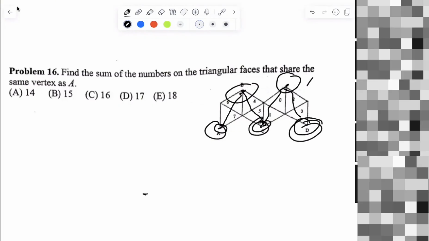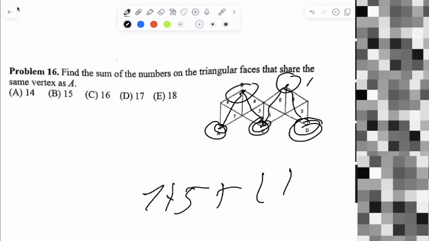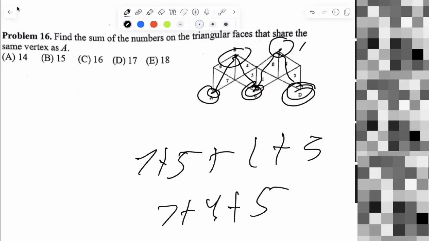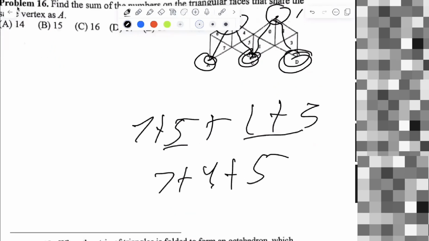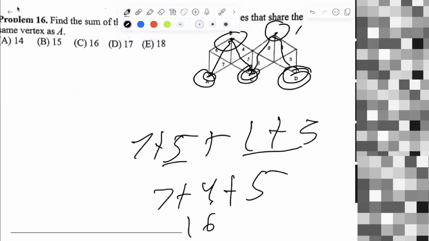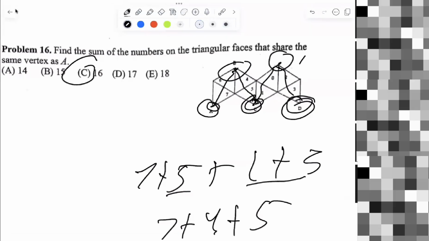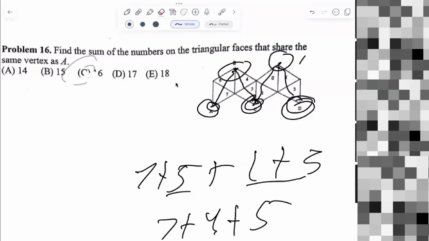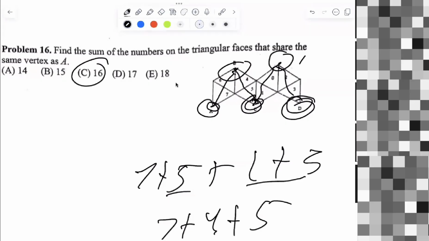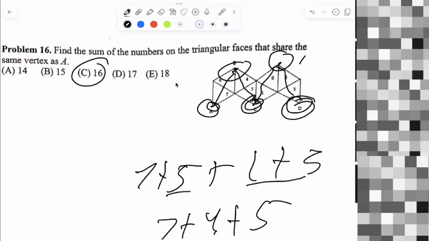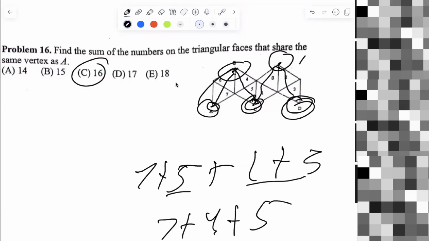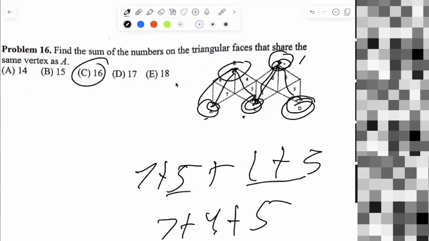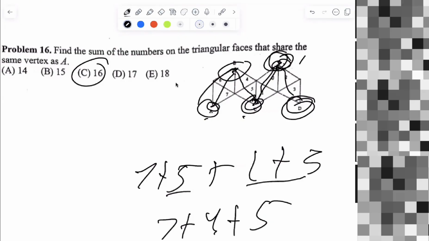It becomes 7 plus 5 plus 1 plus 3, which is just 7 plus 4 plus 5. This is 4 and this is 5, which gives you 16. So the answer is C, or 16, and it's not 17. Be careful about these points because these do not intersect. You can say these do not intersect, which means that this also does not intersect with that. But we know these intersect, so it means that A does not intersect with this point. Alright?